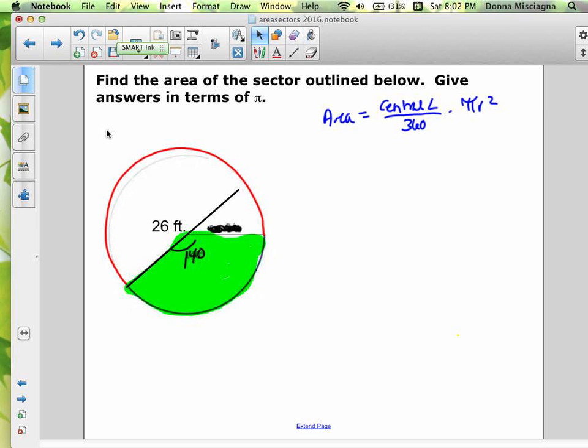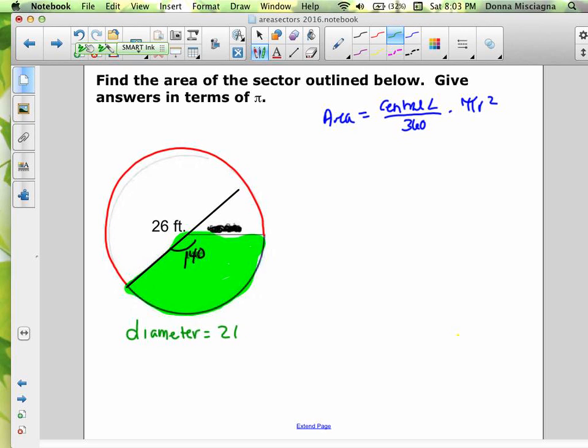So we want to find the area of this sector. What makes this challenging is that we need to find the radius. So the tape will pause, and I'm going to ask you the radius. We're given the diameter is 26 feet. Tell me what the radius is.